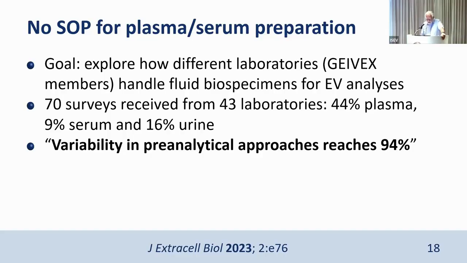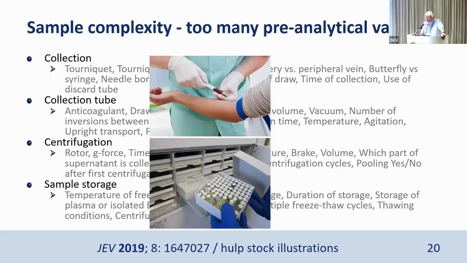And what they did is they would like to explore how different laboratories preparing biological samples like blood and urine, what are their protocols, what are they doing? Now they sent out surveys to JIVEC members, so they're the members of the Spanish EV Society, and they got responses back, 70 surveys, and the variability, and this is a quote from the paper, in pre-analytical approaches reaches 94%. So when you look at collection, handling and storage, we all do very different things.